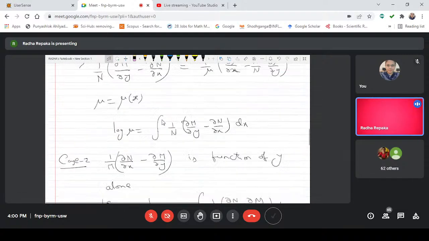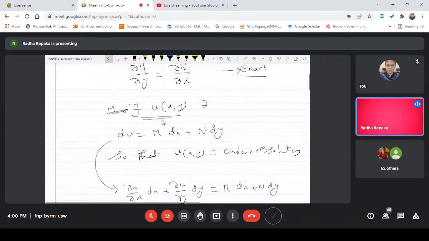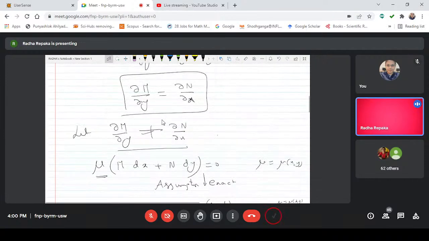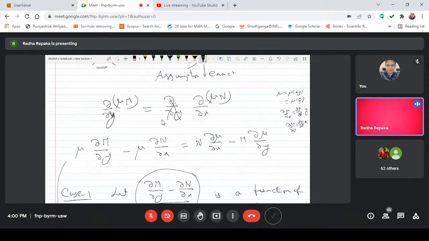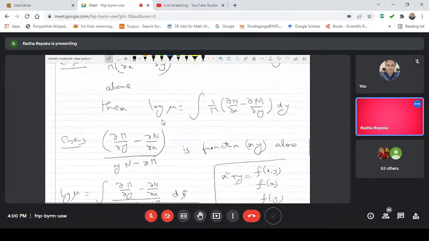So what we are doing, in fact, to solve the first order ordinary differential equation, is that we have derived a partial differential equation. Since we are not experts in solving partial differential equations, we look at special cases where it can be reduced to an ordinary differential equation. That's what we understand. Okay?